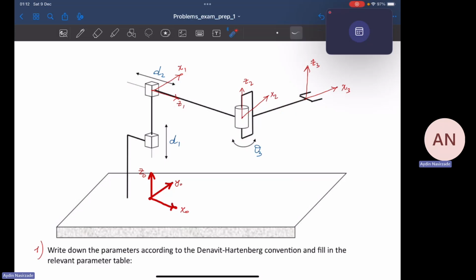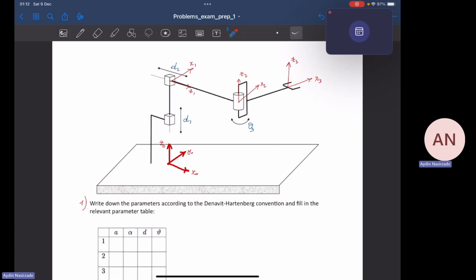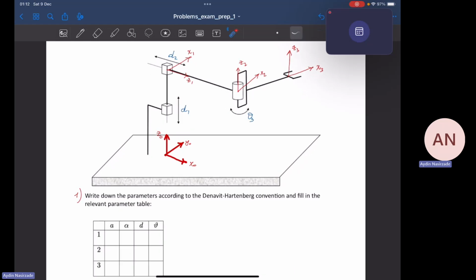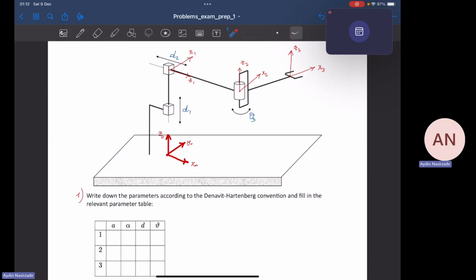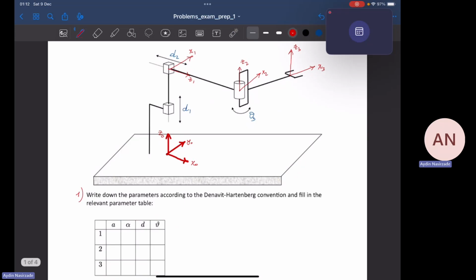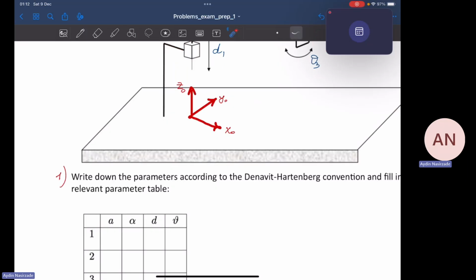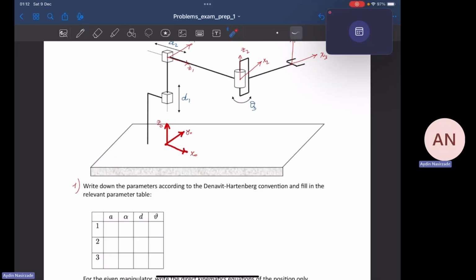We are good. Now we can move on to the DH parameter table. Frame assignment is done. Now this is the DH parameter table we are talking about. Now let's try to fill it in. Now, this is A. What is the question for A?